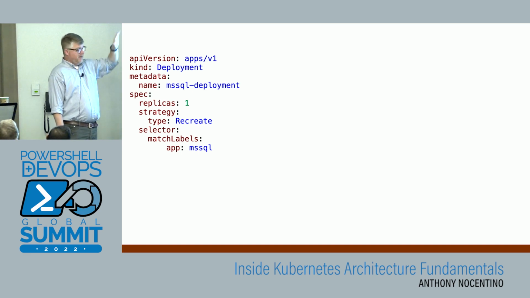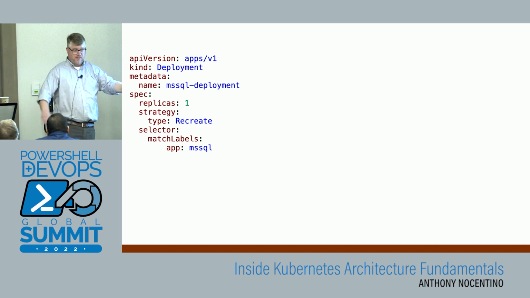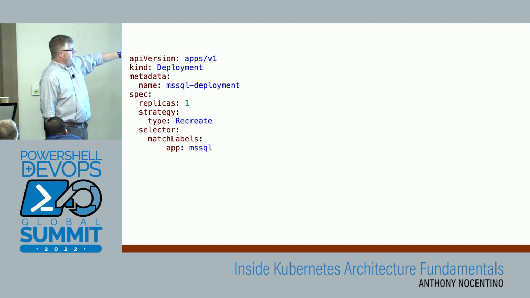Now I'm going to change that to recreate because I want SQL Server to shut down first before I start up the other one, right? Because if I started up the other one first using rolling update, it's going to crash because it can't get an exclusive lock on the files. It'll sort itself out, but that's not the most graceful way to roll out an application.